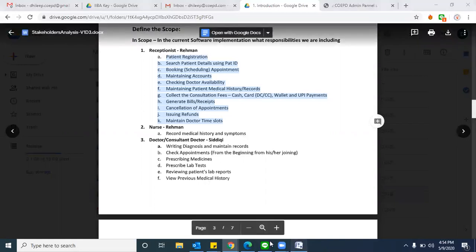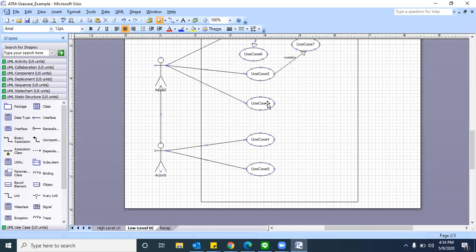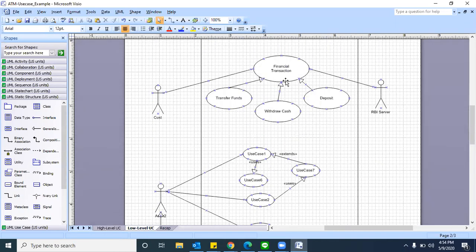If you remember, a high level use case is nothing but there are no dependencies. Every individual action performed by the user, we are writing as a use case, like transfer funds, withdraw cash, and deposits. But when it comes to low level conversion, the same three different functionalities can be mapped with a common use case. We can use generalizations, includes or extends, and we can convert the same high level use case diagram into a low level use case diagram. Is that clear?